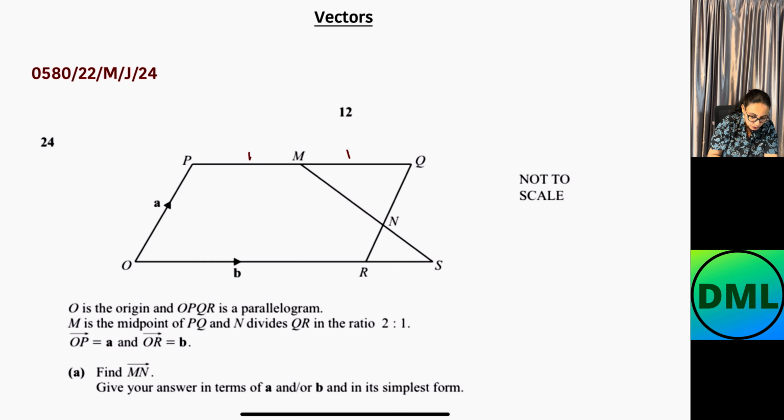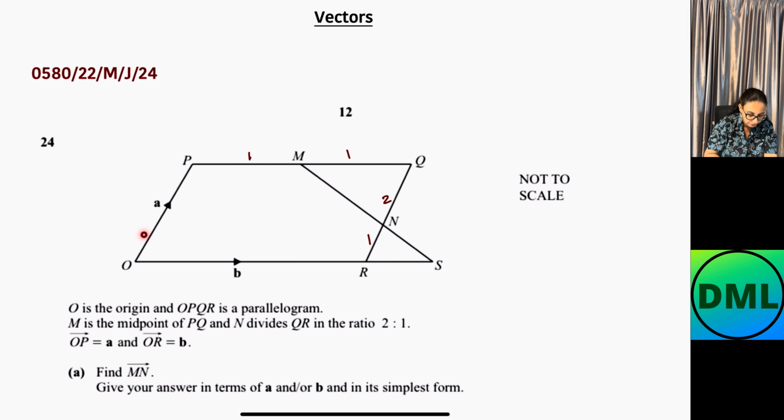Vectors. We are solving one past paper question number 24. This is our diagram. O is the origin and OPQR is a parallelogram. M is the midpoint of PQ. This shows you that this is the ratio of 1:1. N divides QR in the ratio of 2:1. So this will be 2 and this will be 1.